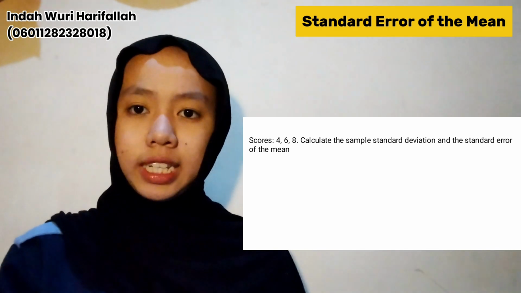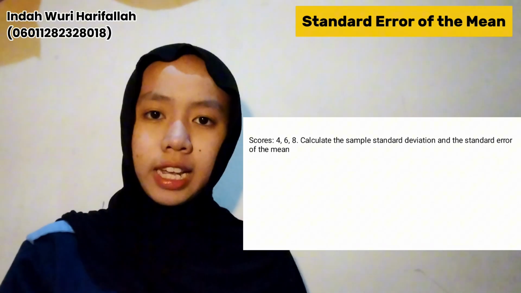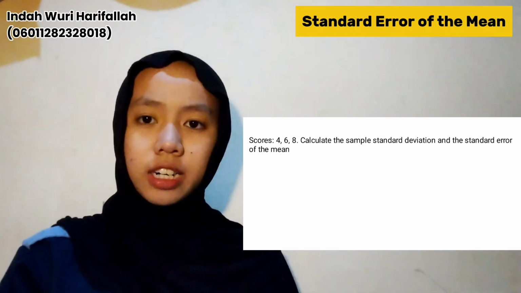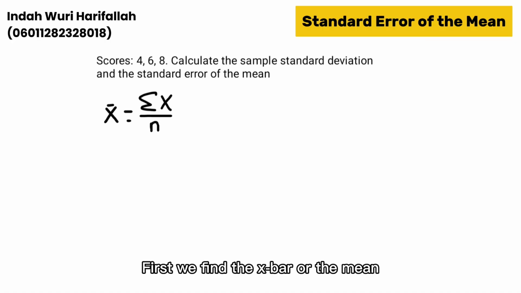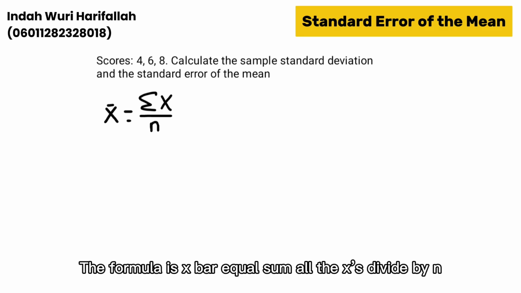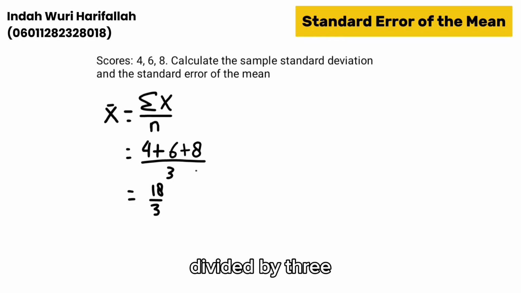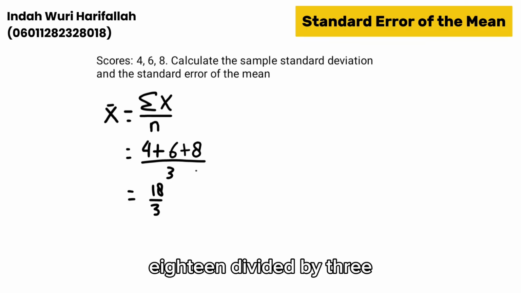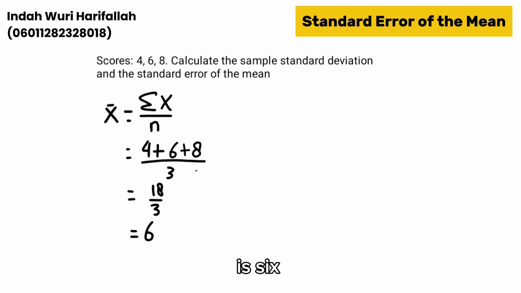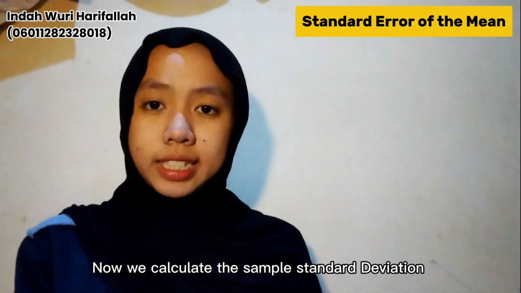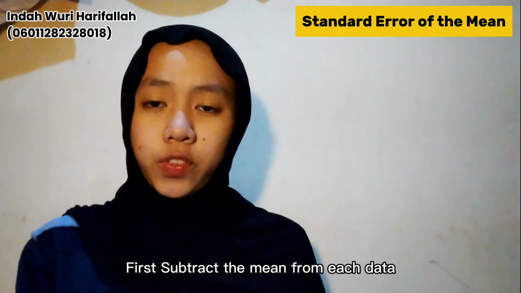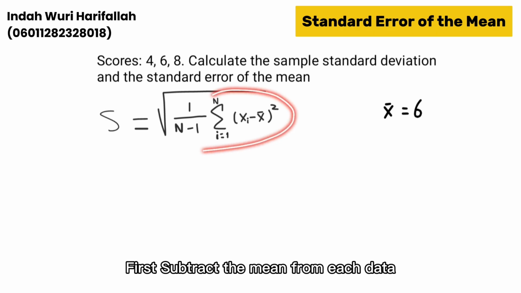Scores 4, 6, 8. Calculate the standard deviation and standard error of the mean. First, we find the x-bar or the mean. The formula for x-bar is the sum of all the x's divided by n. So 4 plus 6 plus 8 divided by 3, we got 18 divided by 3 is 6. So the mean is 6. Now we calculate the sample standard deviation. First, subtract the mean from each data point.